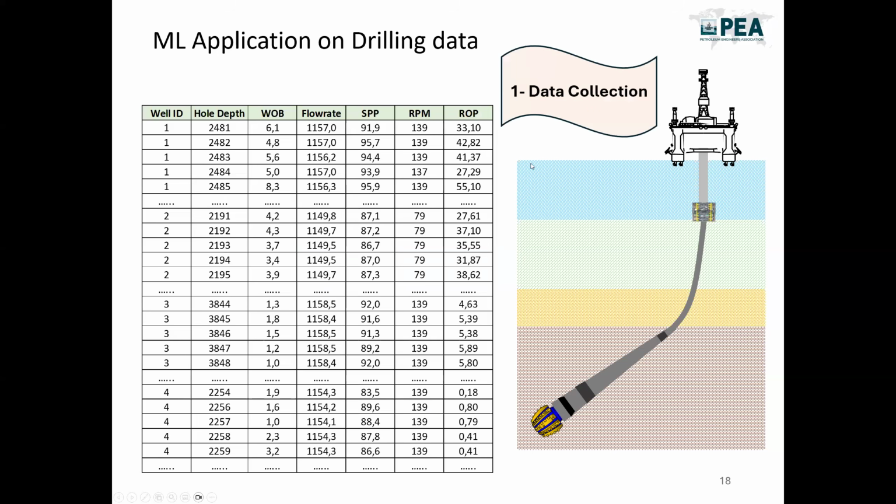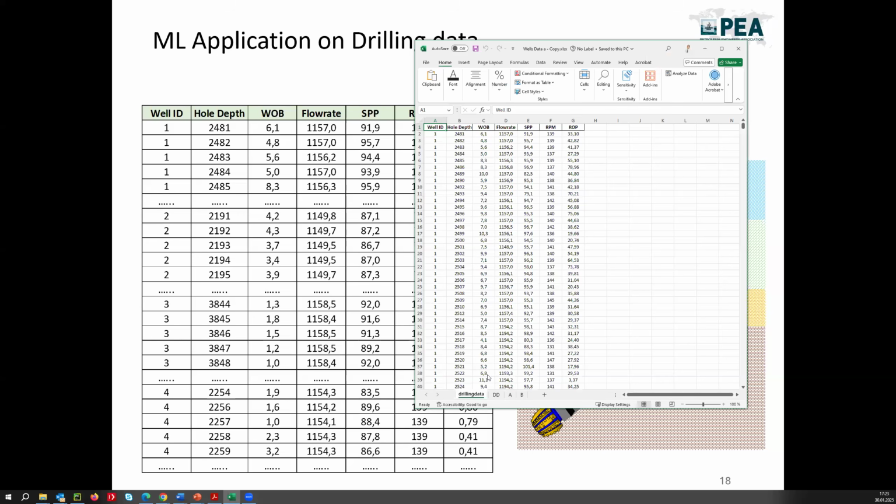So what was the first step? Data collection. Here is the screenshot of the data which I'm going to use, the real data. The first column is one that I added. I named it well ID, so at least I can distinguish between wells 1, 2, 3, 4. The following columns are the hole depth, weight on bit, flow rate, standpipe pressure, RPM, and ROP. I put them inside an Excel file and named the sheet drilling data. Here, as you can see, I just put the screenshot there.